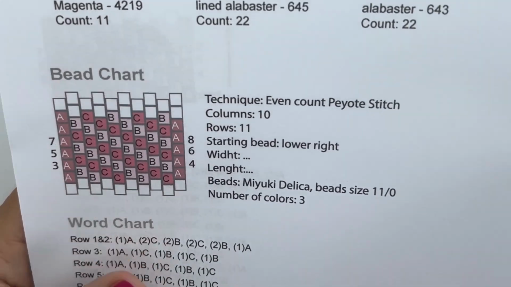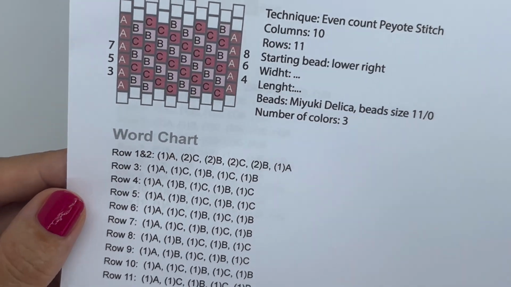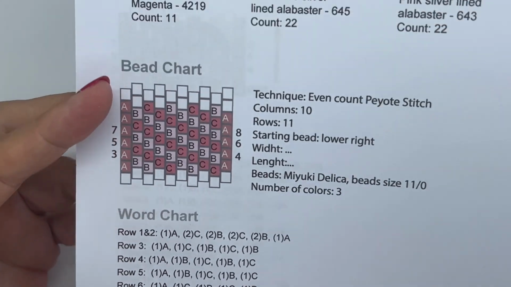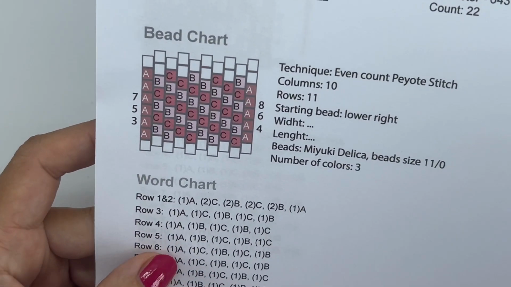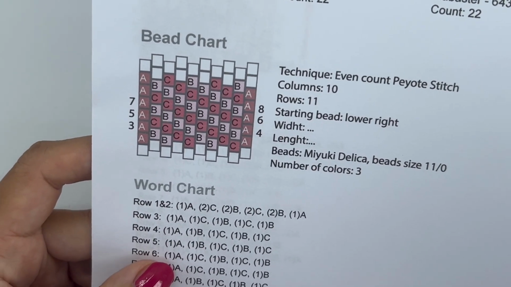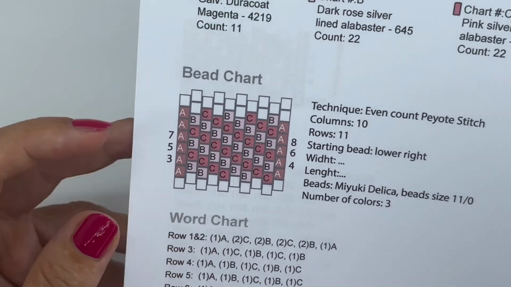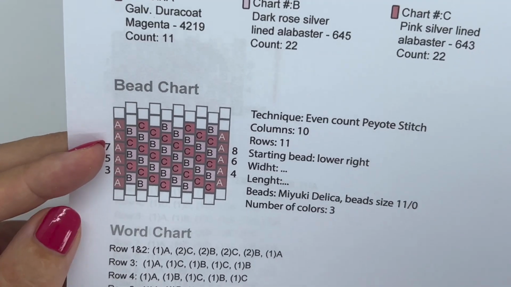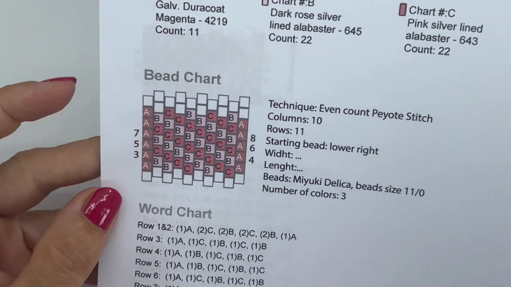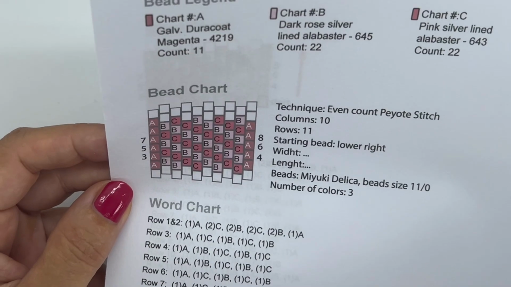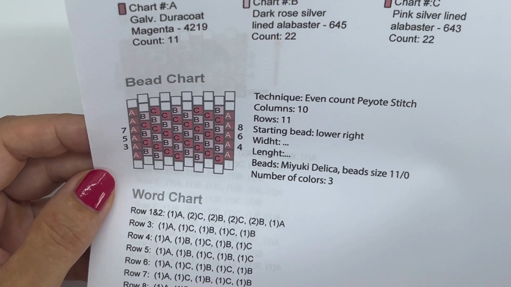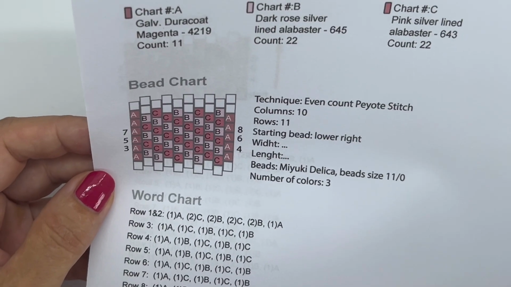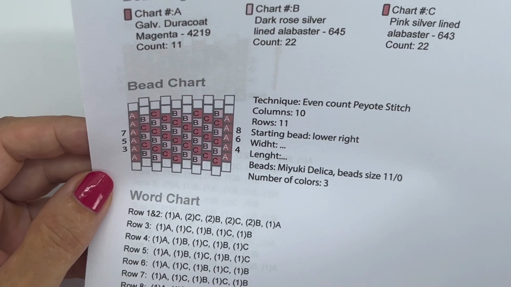And of course we have a word chart, which is the same as the graph, the bead chart. I usually use a word chart because it's much easier for me to follow. The bead chart is nice to have, but if you have more colors or a difficult pattern, it's difficult for me to see the numbers.